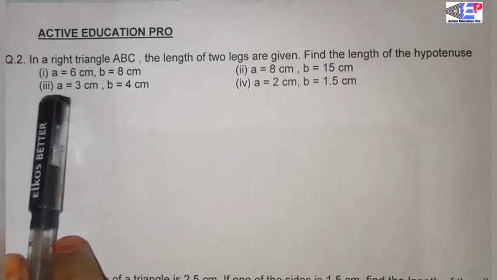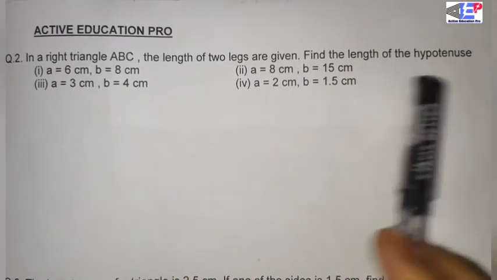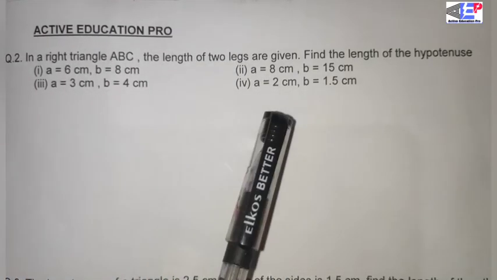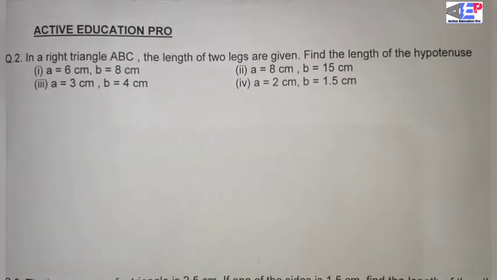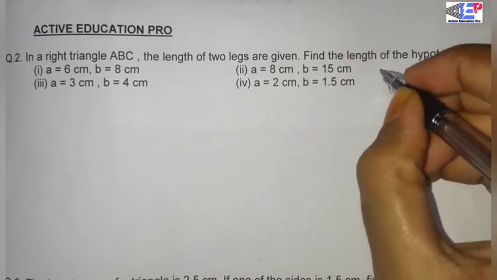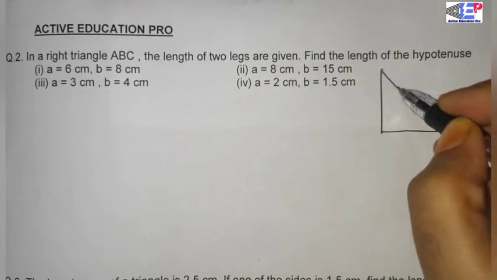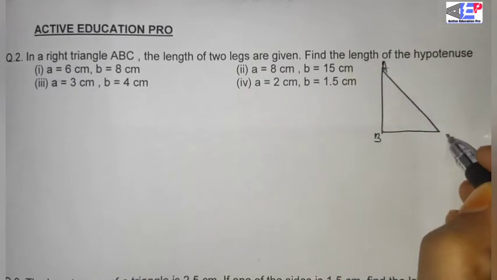Question number 2. In a right triangle ABC, the lengths of two legs are given. Find the length of the hypotenuse. There are 4 bits: 1, 2, 3, 4, and every bit is linked with a right triangle ABC. So first we have to draw a right triangle ABC. This is A, this is B, and this is C.